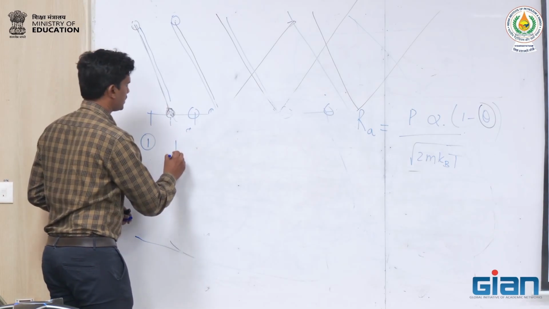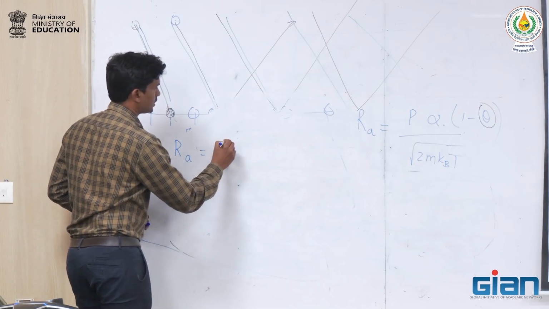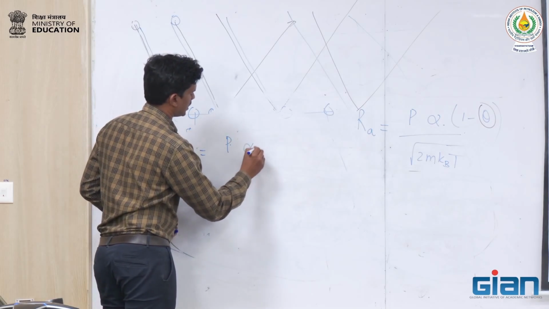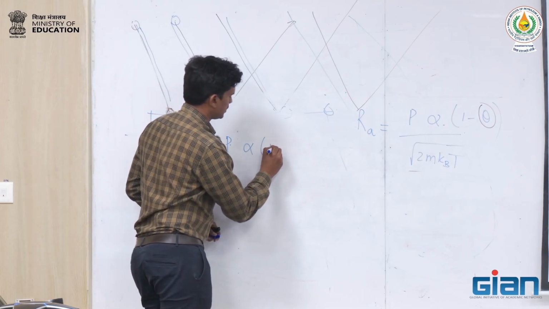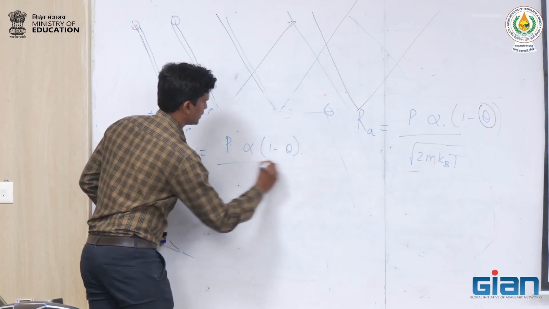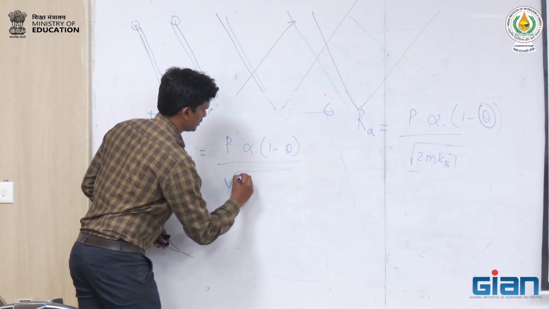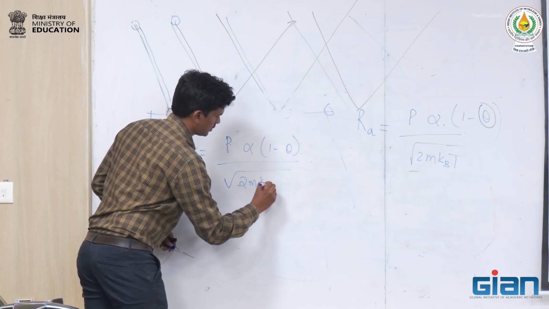So I'm just writing that one. Rate of adsorption is equivalent to P, the pressure, alpha, which is the number of successful strikes, and then this one.